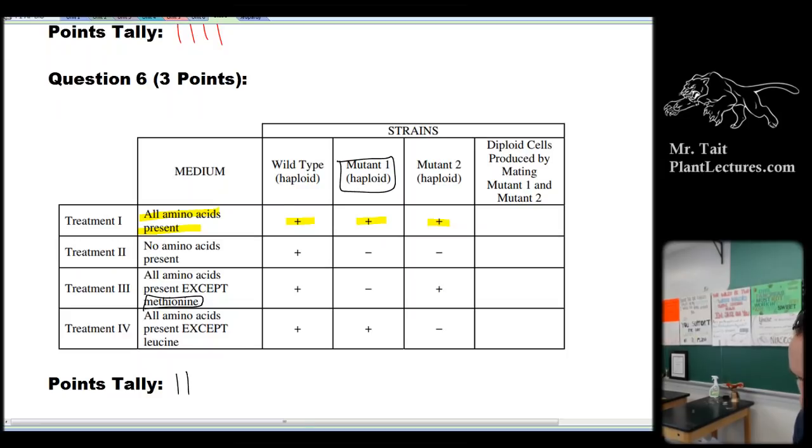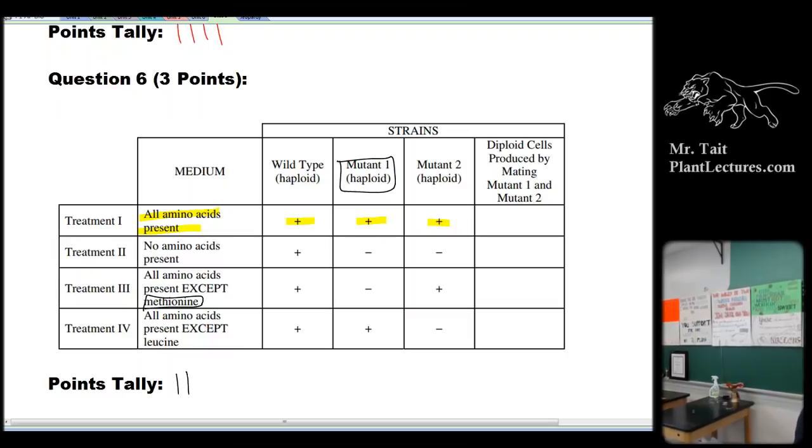Last point in this one says, yeast mate by fusing 2 haploid cells to make a diploid cell. In a second experiment, the researcher mates mutant 1 and mutant 2 haploid strains to produce diploid cells. Using the table provided, predict whether the diploid cell will grow on each of the 4 media. Use a plus sign to indicate growth and a minus sign to indicate non-growth. I think that there are 2 answers to this.